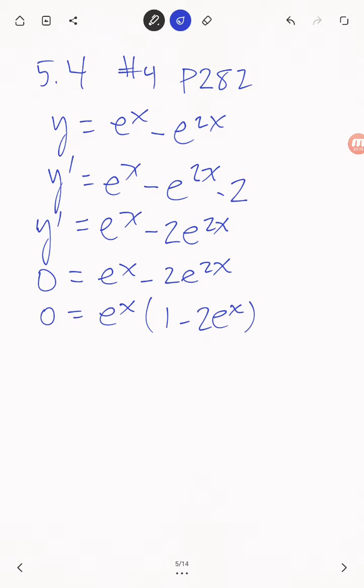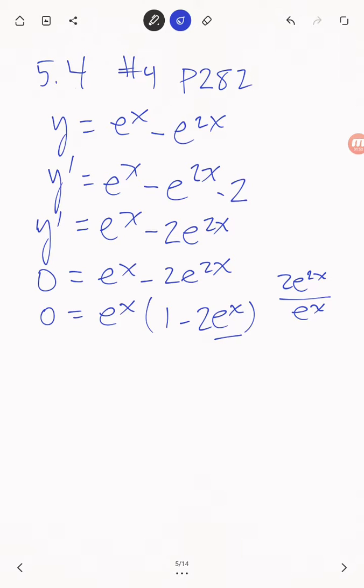Now, just be careful over here. 2e to the 2x divided by e to the x. I'm just going to write this on the side here. 2e to the 2x divided by e to the x, because that's what we're really doing when we factor, right? We're dividing out the GCF.